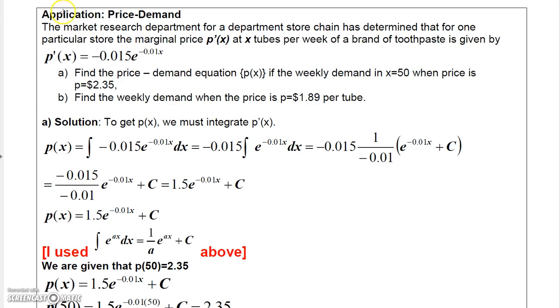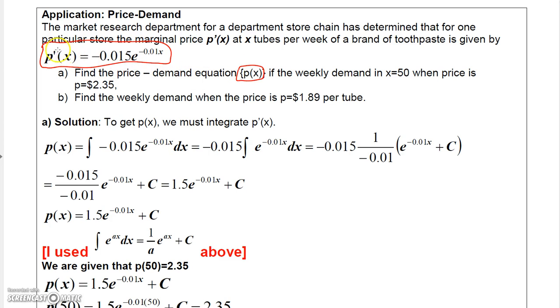Okay, now let's take a look at an application. This says the market research department for a department store has determined that for one particular store, the marginal price, P prime, at x tubes per week of a brand of toothpaste is given by this formula. So this is P prime. Now, what it wants us to do is to find the price, or the demand equation, P of x.